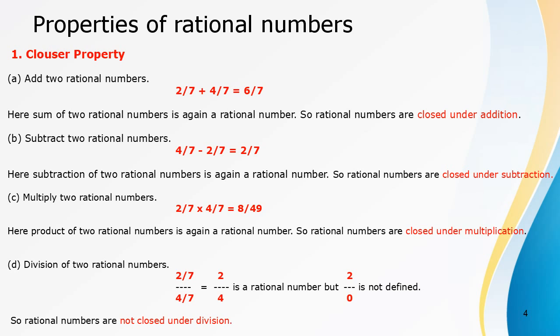Let us look at multiplication. If we multiply two rational numbers 2 upon 7 and 4 upon 7, we will get 8 upon 49, which is also a rational number. So rational numbers are closed under multiplication also. Now let us take the division of two rational numbers 2 upon 7 and 4 upon 7, which will be 2 upon 4, a rational number, but 2 upon 0 is not defined. Such a rational number cannot be closed under division. So rational numbers are closed under addition, subtraction and multiplication, but not always closed under division.